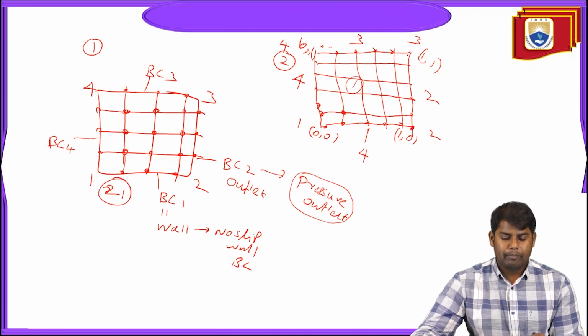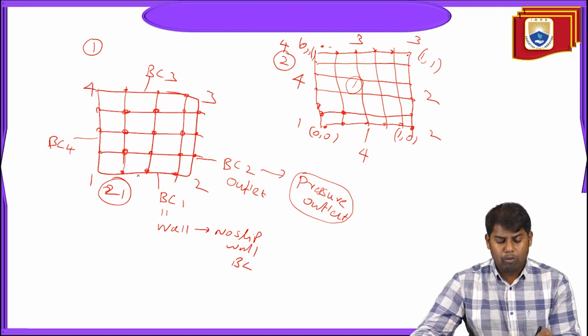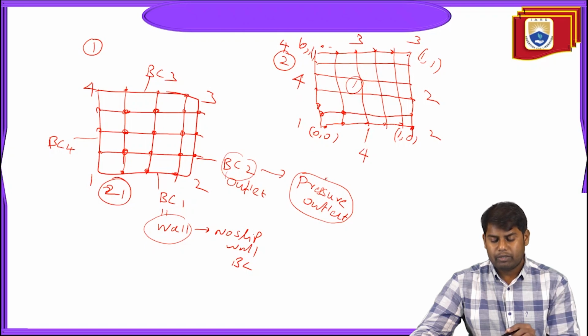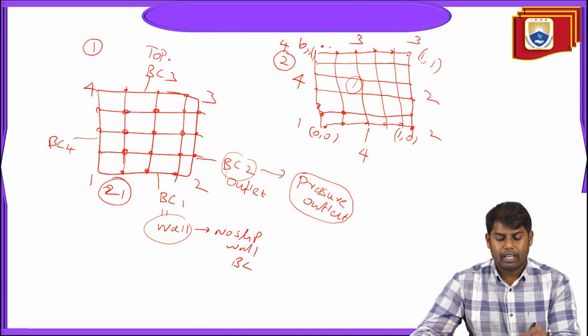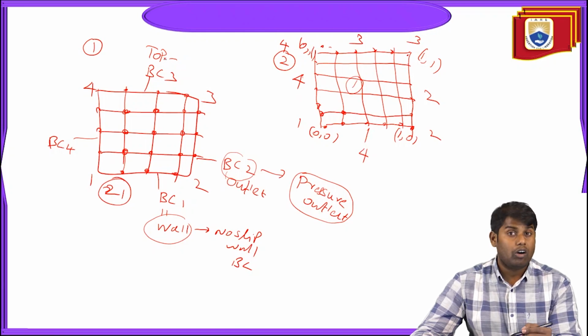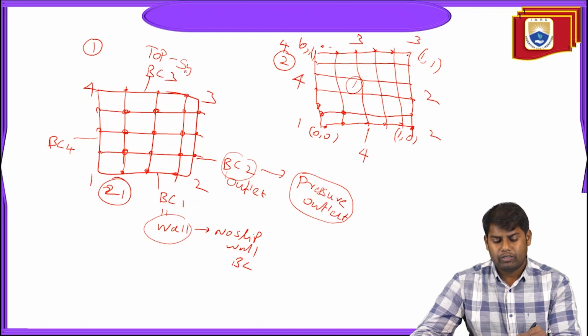Now, I have taken BC1, BC2, BC3 and BC4. What names have I given? The bottom boundary is nothing but the wall. I have given a boundary condition which is the no-slip wall boundary condition. And the right boundary, the right side one, which is BC2, is the outlet, which is a pressure outlet boundary condition. On BC3, which I call the top, I can give symmetry, or I can give top wall or slip wall boundary condition. So let me give symmetry.